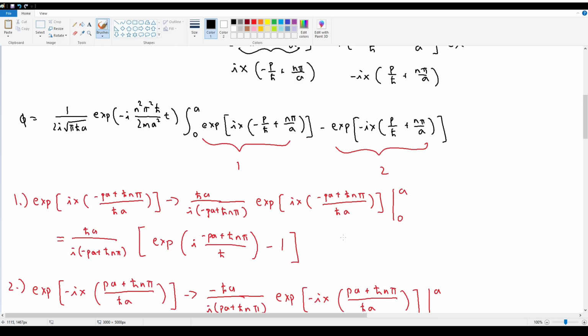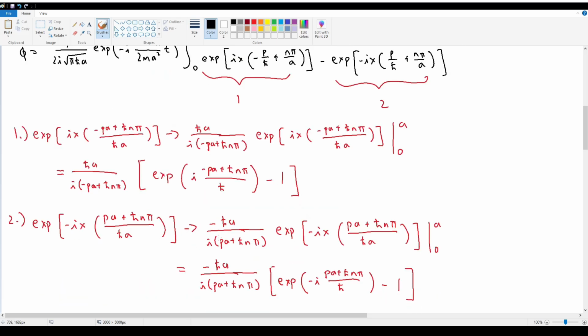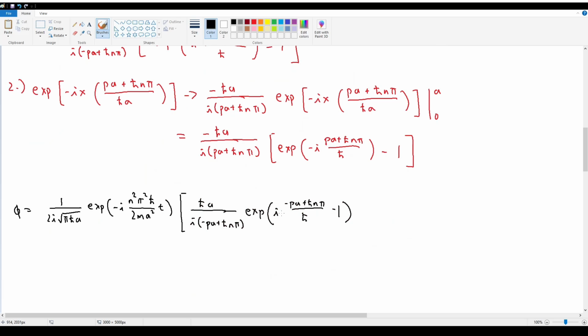And then we are going to subtract by this term. So if we're subtracting, because we're subtracting by expression 2, and expression 2 already has a negative at the front, two negatives make a positive, this is just going to become add h bar a over I times pa plus h bar n pi at the bottom, multiplied by the exponential.